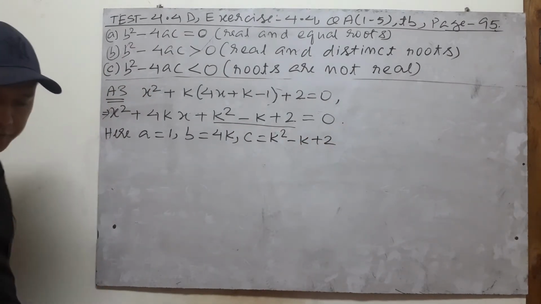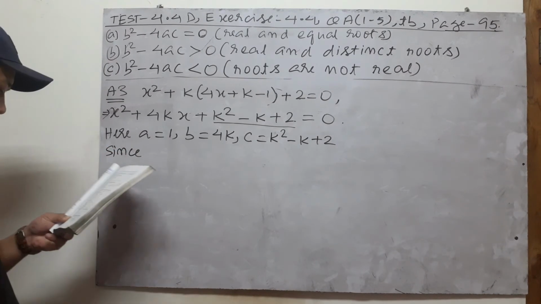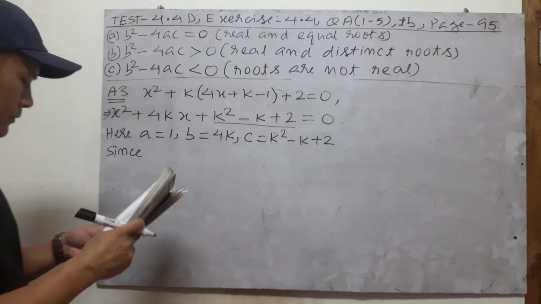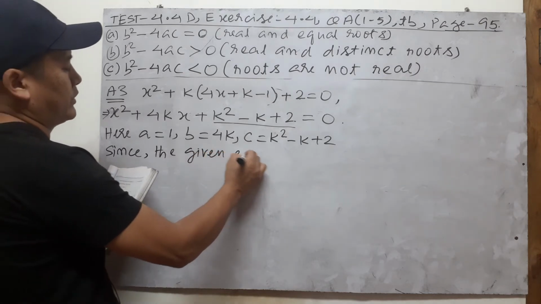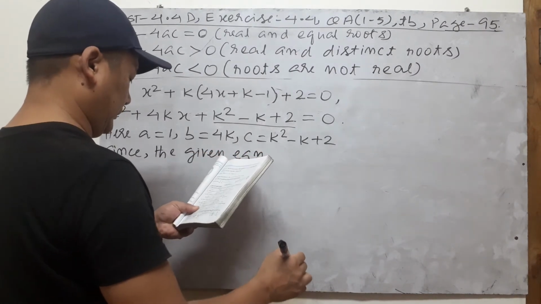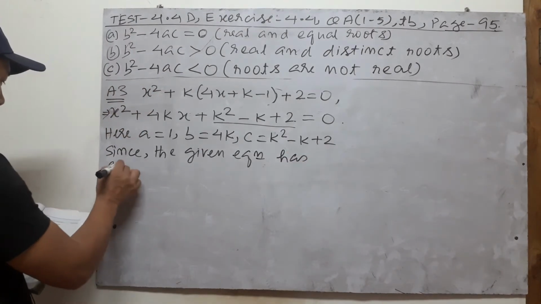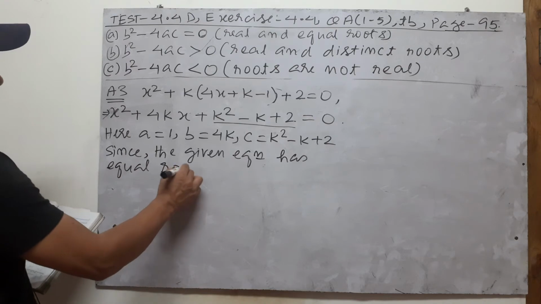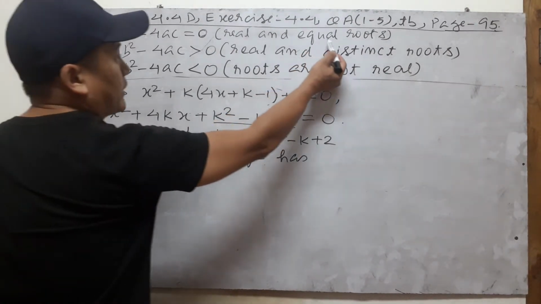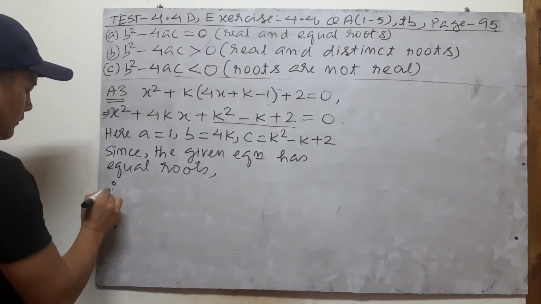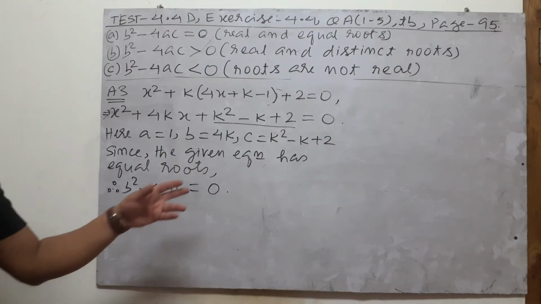So look into your question. Since the given equation has equal roots, so we have to find k. Since the given equation has equal roots, so equal roots is this condition. So we write therefore b square minus 4ac should be equal to 0 because they have equal roots.